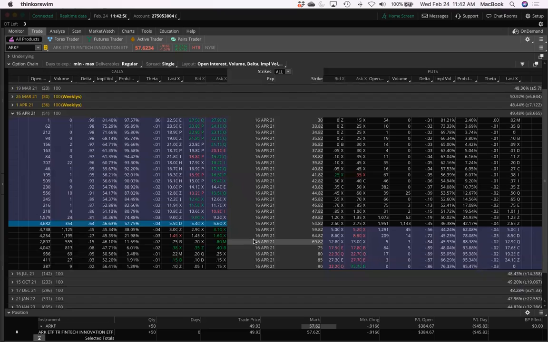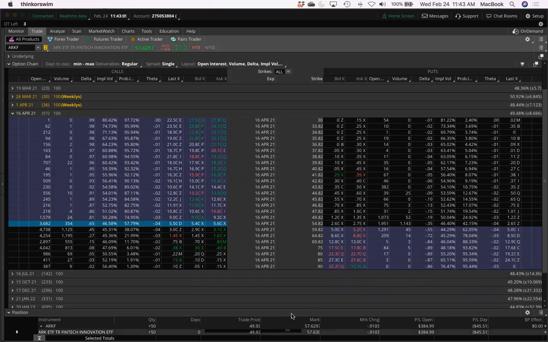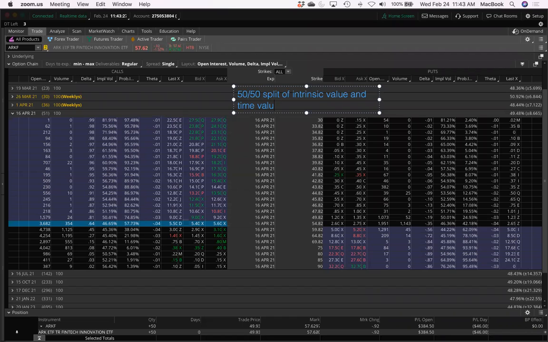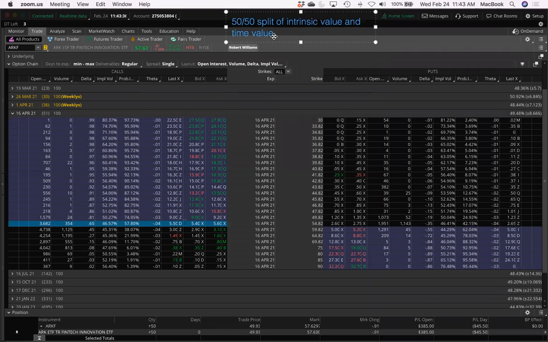And so with Tradeway's method, you're looking at selecting a strike price that is in the money, or at least at the money. And they're basing it off of what they would call a 50-50 split of intrinsic value and time value. Okay, so we're going to leave this up here at the top, right? So we're looking for a 50-50 split of intrinsic value and of time value.